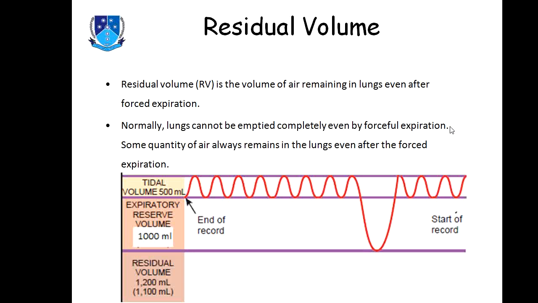I can say from my own belief that this residual volume can only be exhaled after death. Before death, this residual volume cannot be exhaled out of the lung.